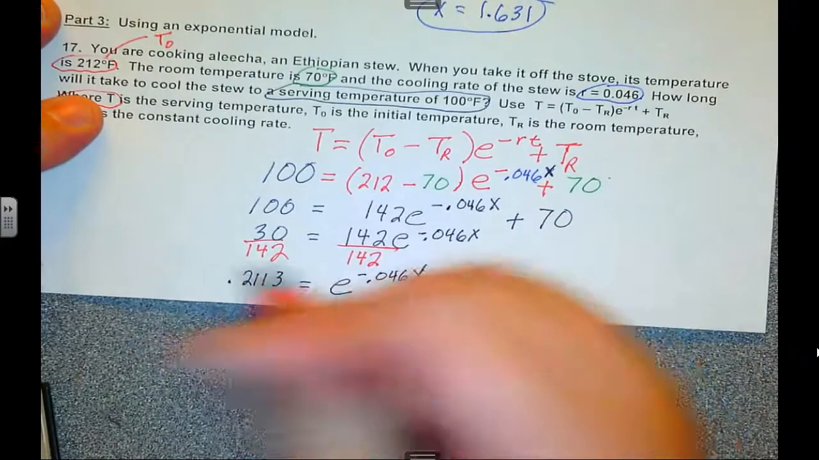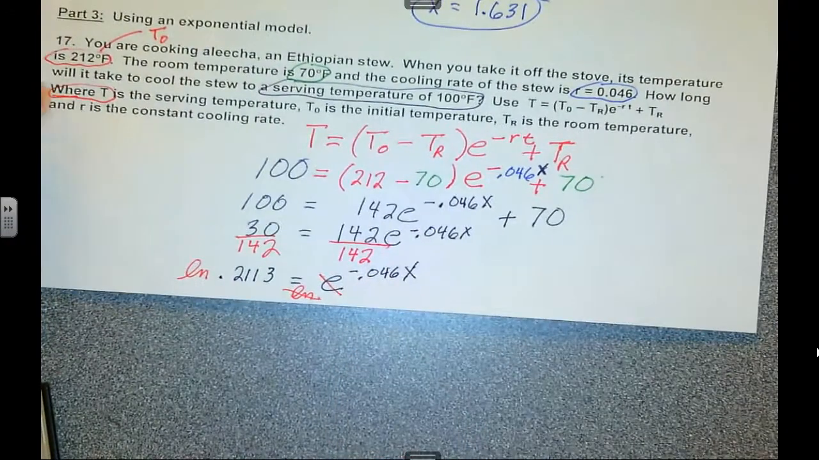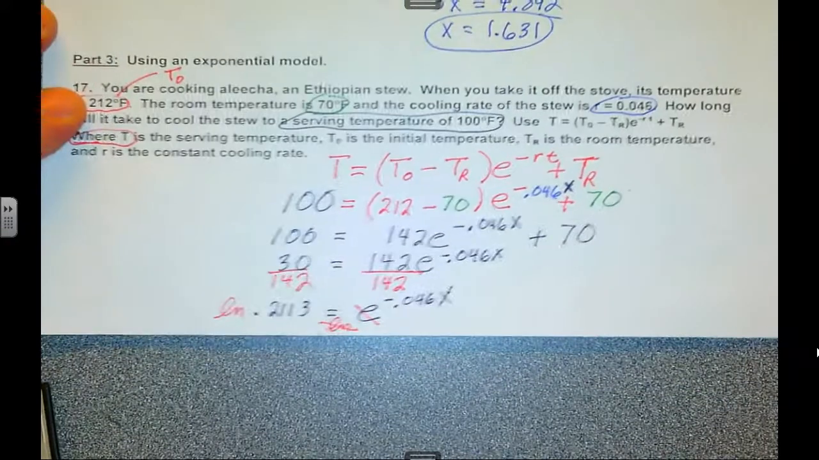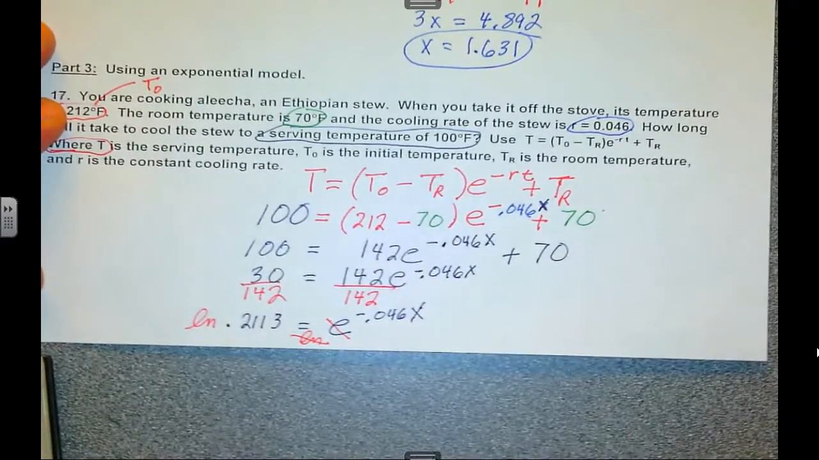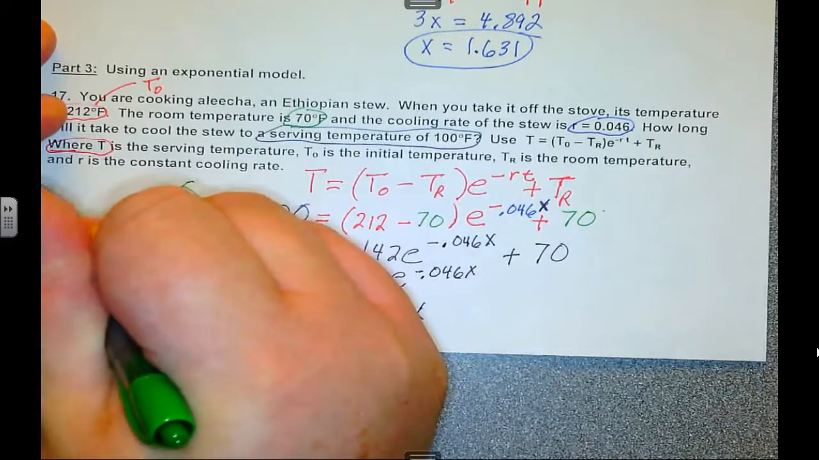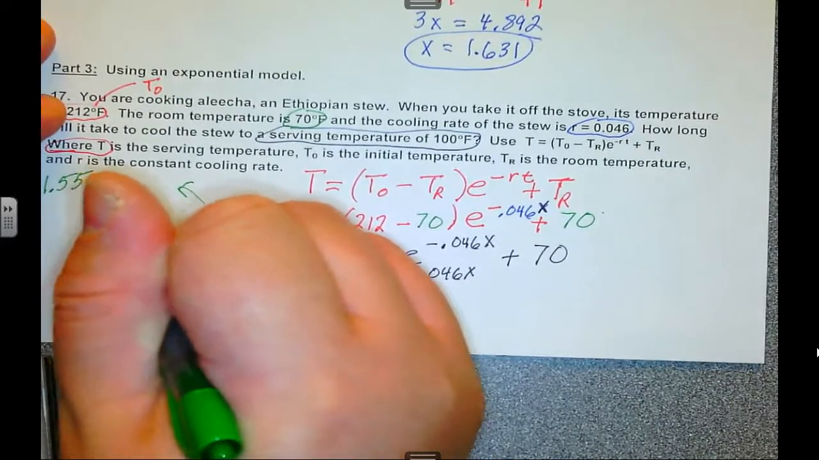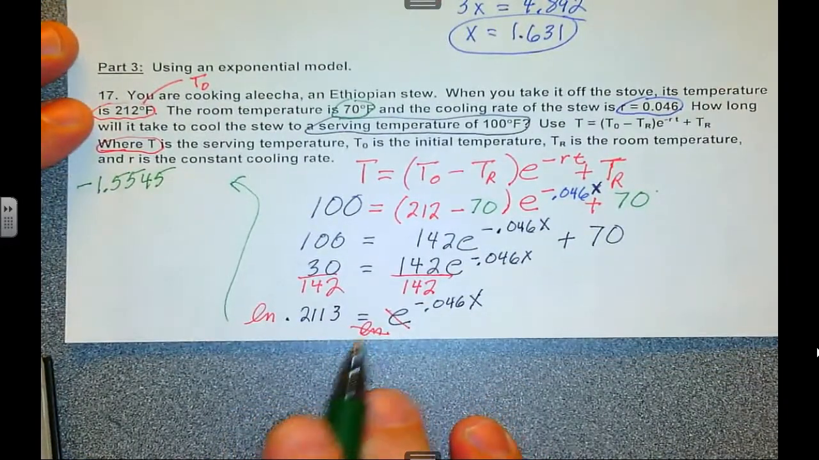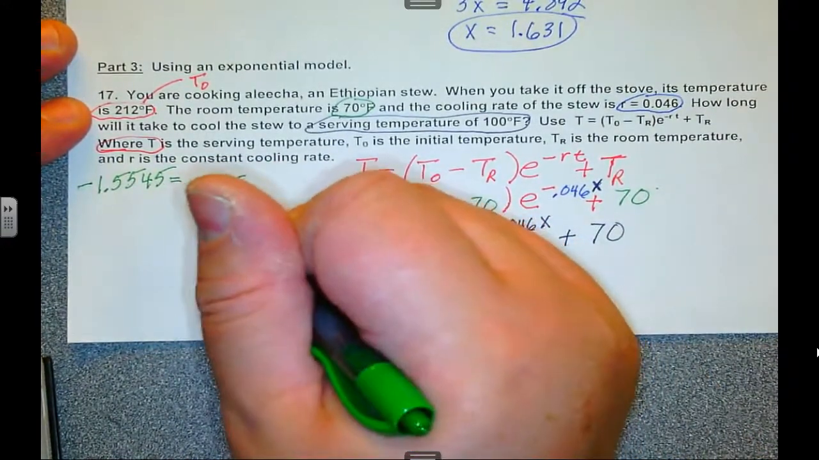Okay, take the ln on both sides, so that the ln cancels my e. Are you with me? So the ln of 0.2113 equals negative 1.5545, and then that's going to equal negative 0.046x.